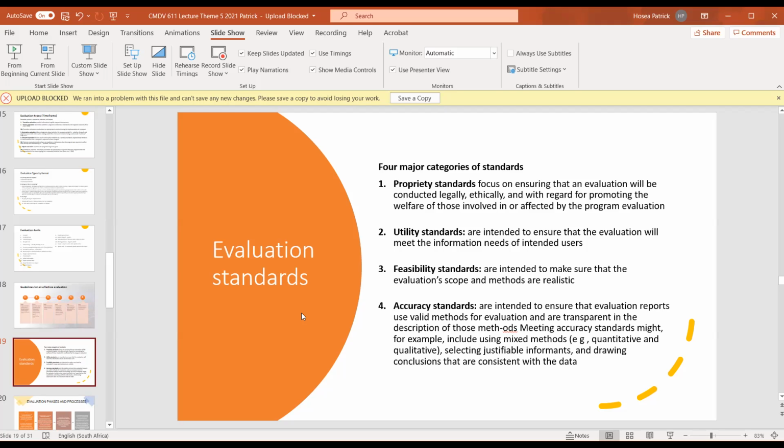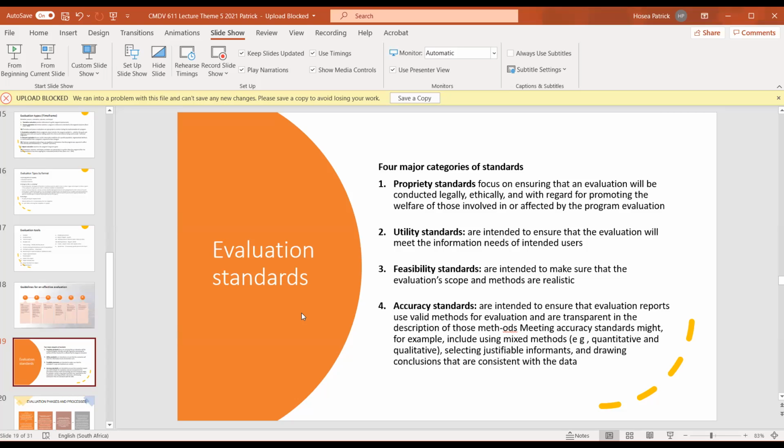You must not design a particular evaluation that becomes cumbersome or complex, that it becomes difficult to carry out. That's what we imply by that. So it must be realistic. The scope and the method must be realistic, right? And then the accuracy standard, you cannot overemphasize the accuracy. Every method that is used and every instrument that is used must be accurate. The data that you get from it must also be accurate. Your description, your justification, and your conclusion must be consistent with the data that you have. So you cannot report something that is different from the actual data or what exactly is on the ground.